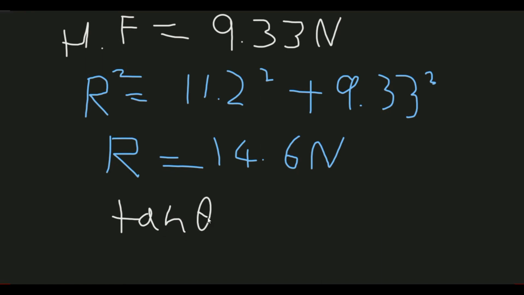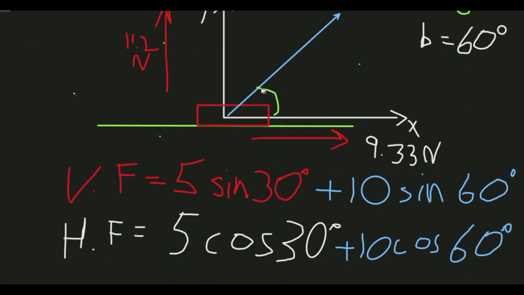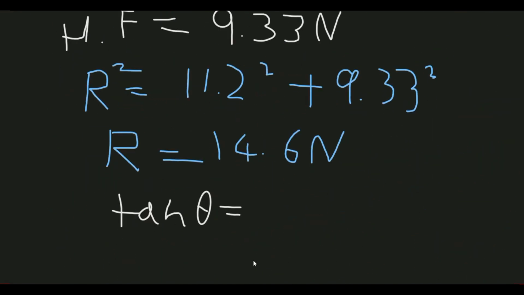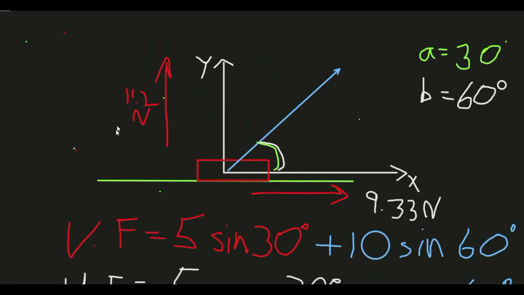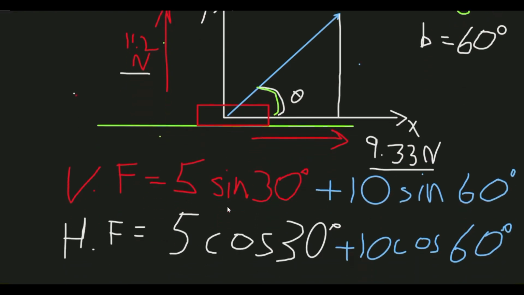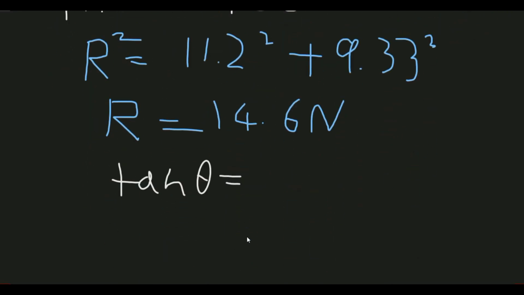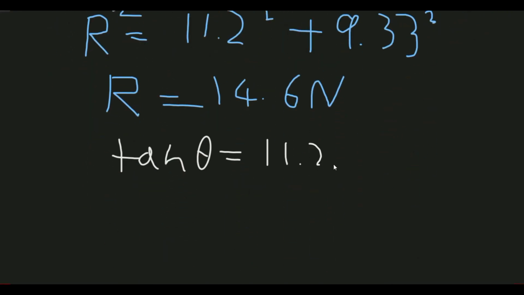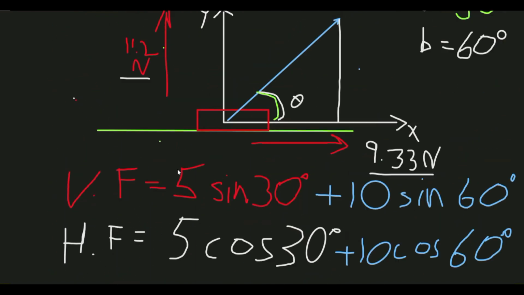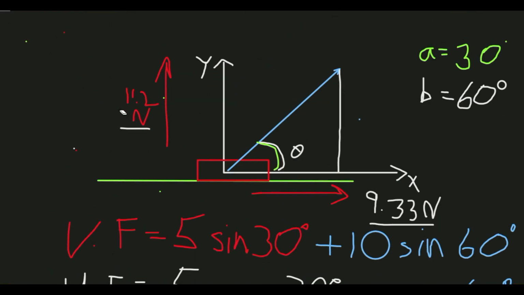theta equals to, now if I want to find this angle, it's always opposite by adjacent, right? So the opposite one is the vertical force. If we draw an angle line here, you see tan theta, let's put it theta. We know this one is 11.2, we know this one is 9.33, so it's 11.2 by 9.33, and you can find the value of theta easily. However, I would like to show you a different scenario here.